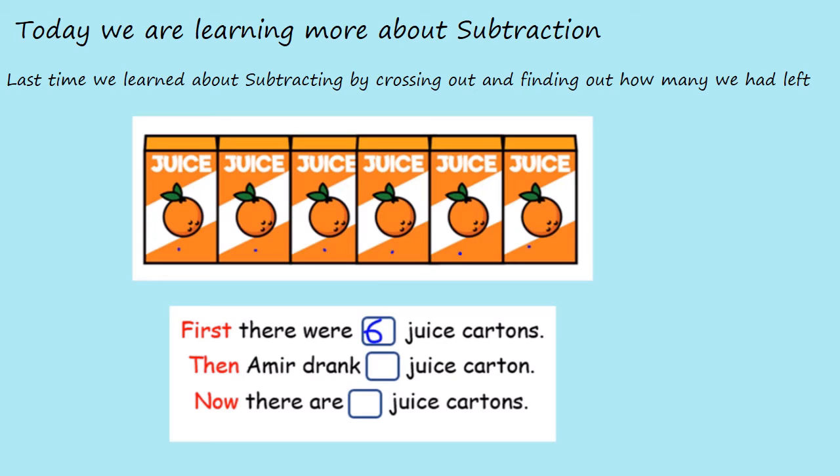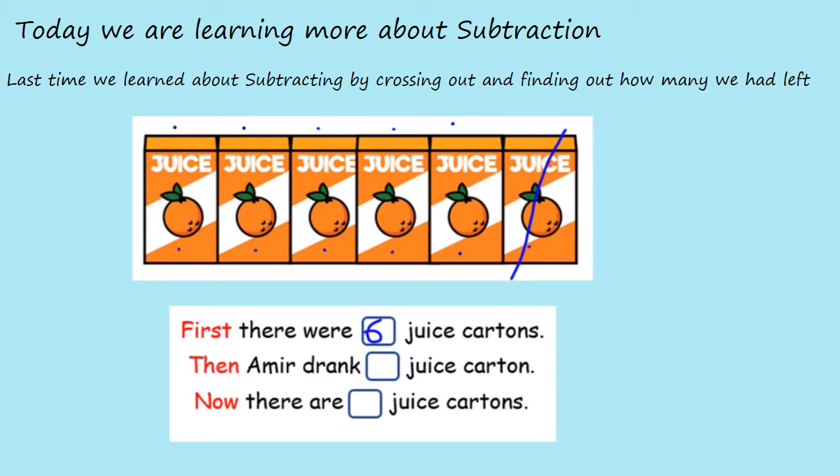Now, because it's a picture, I can't take the juice carton away. So instead of taking the juice carton away, I am going to cross them out. Now, Amir drank just 1 juice carton, so I'm going to cross out 1 juice carton, and then I'm going to see how many are left. I've still subtracted 1, but this time I've subtracted by crossing out. Let's count. 1, 2, 3, 4, 5.